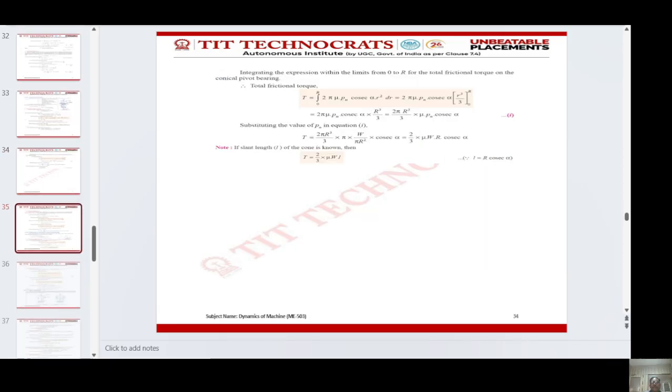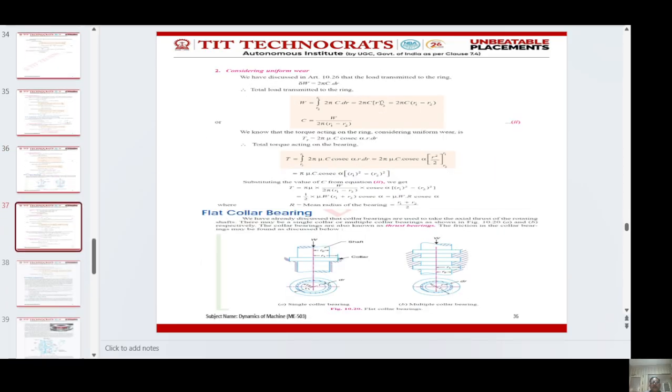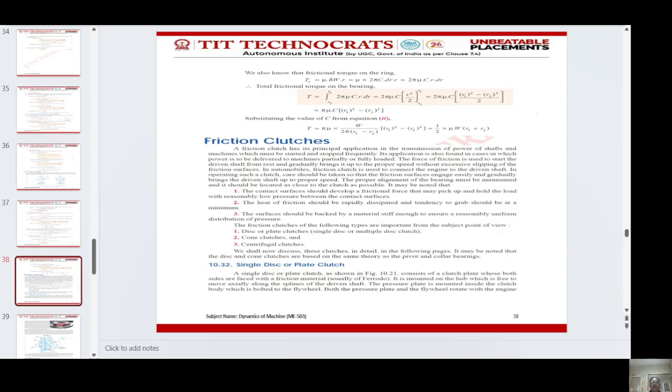Now we discuss the clutch. Friction clutch. What is the function and what are the types of the clutch? A friction clutch has its principle applicable in transmission of power of shaft and machine which must be started and stopped frequently.